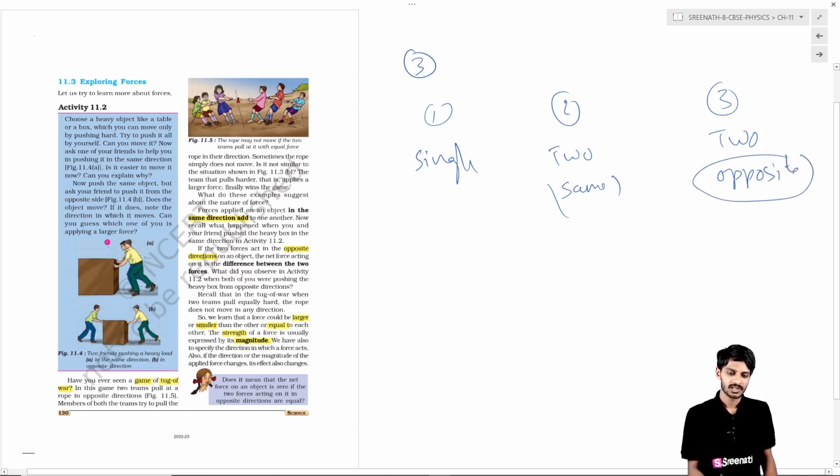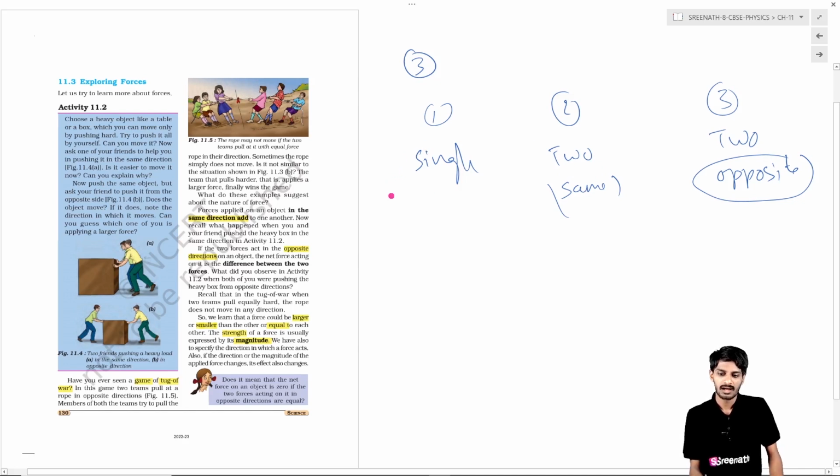Just listen. First case, a single boy pushing, it doesn't move. Second case, two boys are trying in the same direction, it moves. Third case, what will happen? In the third case, two boys are applying force in the opposite direction. He is pushing in this direction, he is pushing in that direction. They are opposite to each other. Does this block move? Finally, this box does not move. Why? In the first case it does not move, but in the second case it moves.